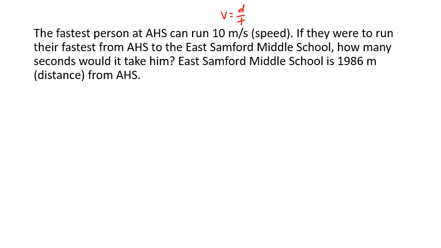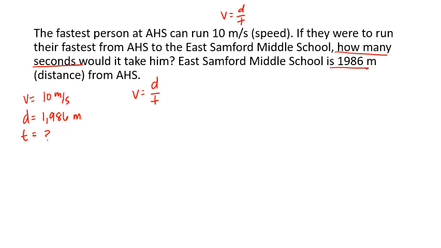speed equals distance over time. Line up my variables. What is it asking us to solve for? How many seconds? That's time. So we need to know time in this case. It provides us a velocity or a speed of 10 meters per second. And it provides us the distance right there, 1,986 meters. Everything's already in its correct units. We have meters per second for speed and meters for distance. So we can just start solving for our equation.